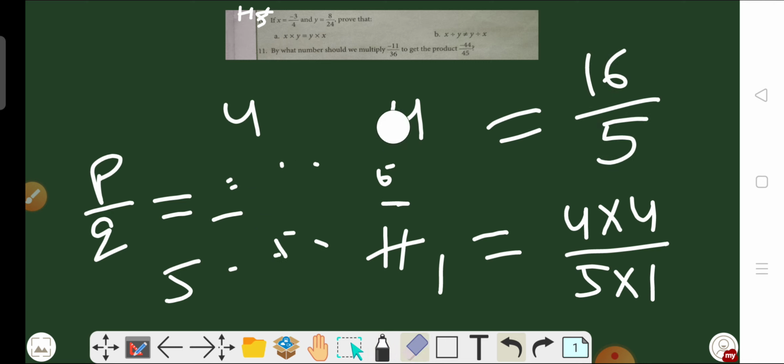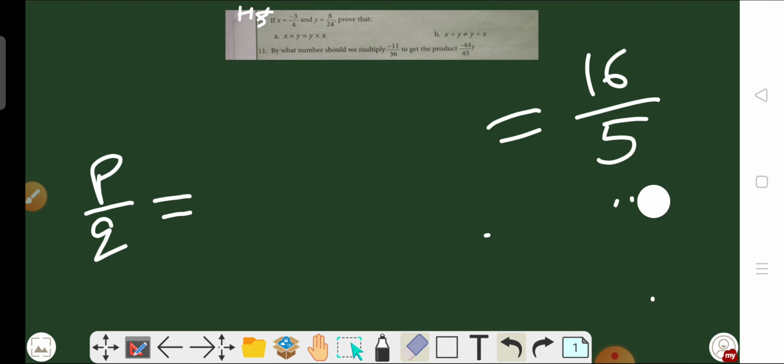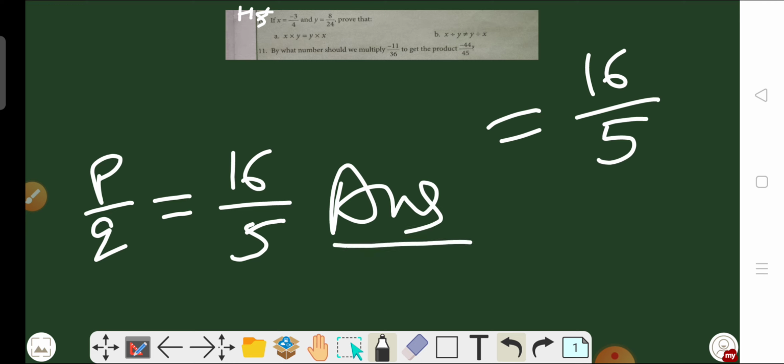So from here we can say that when we multiply 16 by 5 with minus 11 by 36, it will be equal to minus 44 by 45. So the value of p by q is 16 by 5. This is the required number and this is the answer of your 11th question.